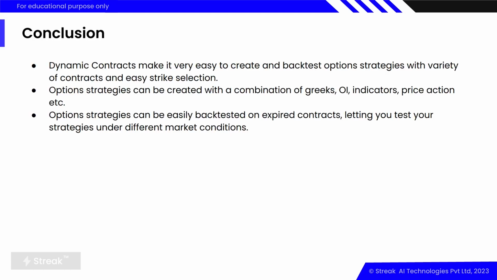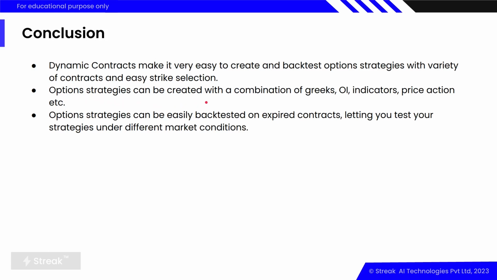We've come to the conclusion. Dynamic contracts make it very easy to create and backtest option strategy with variety of contracts and easy strike selection. So basically you can even create strategies such as iron condor, short strangle, long strangle, etc. If you have difficulty in creating those strategies, do write to me on my email ID, support@streak.tech. We are going to assist you, or you can even contact me directly in the comments.